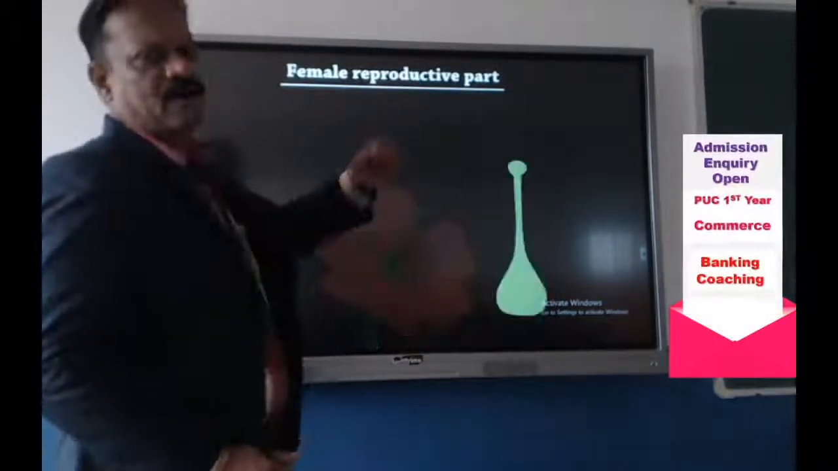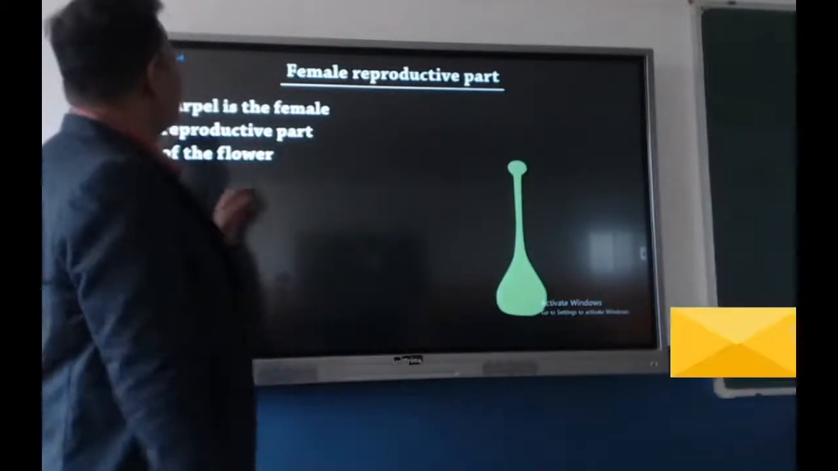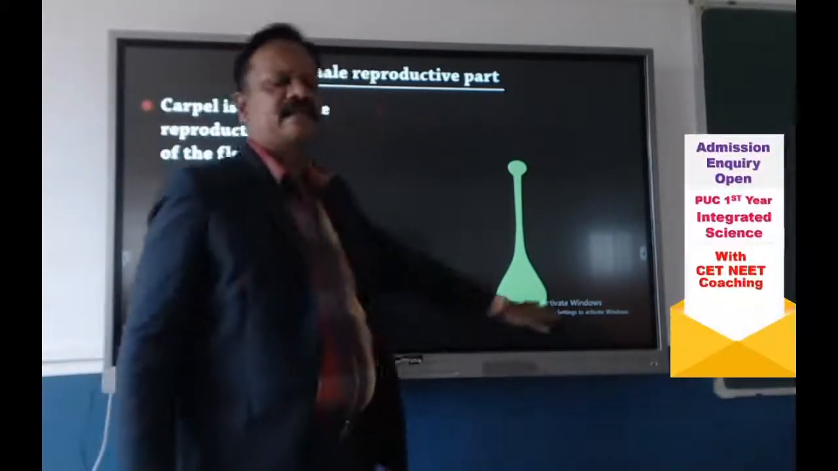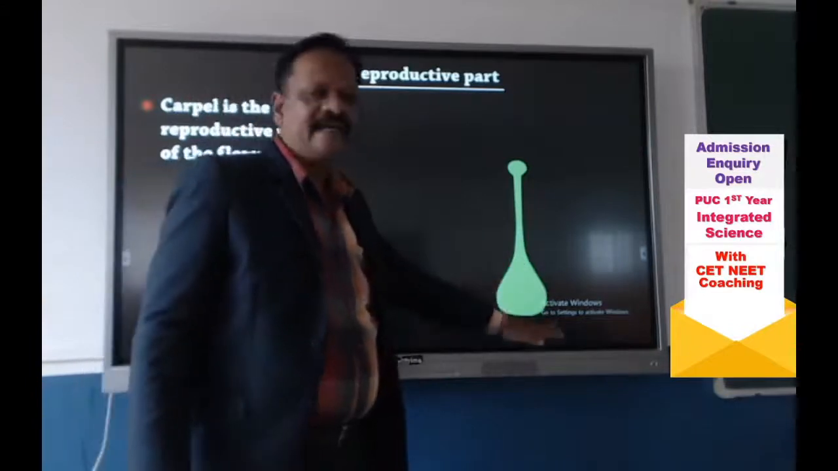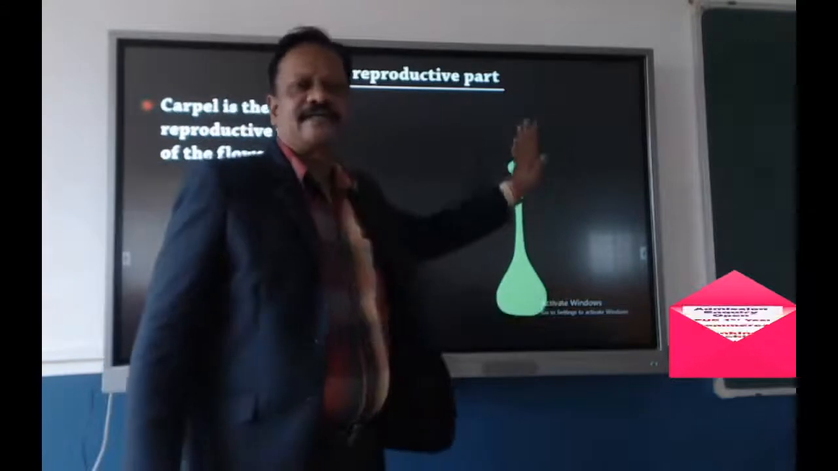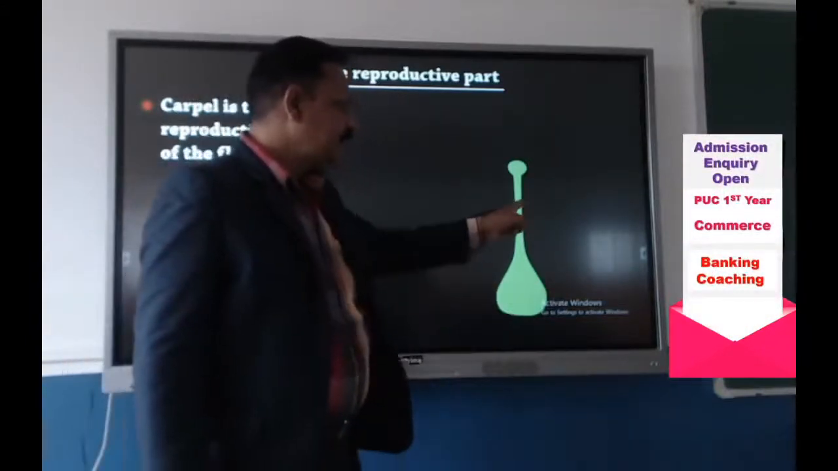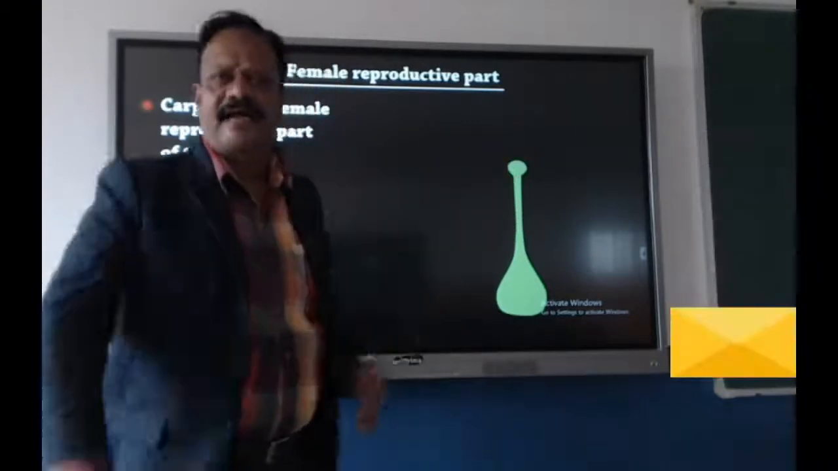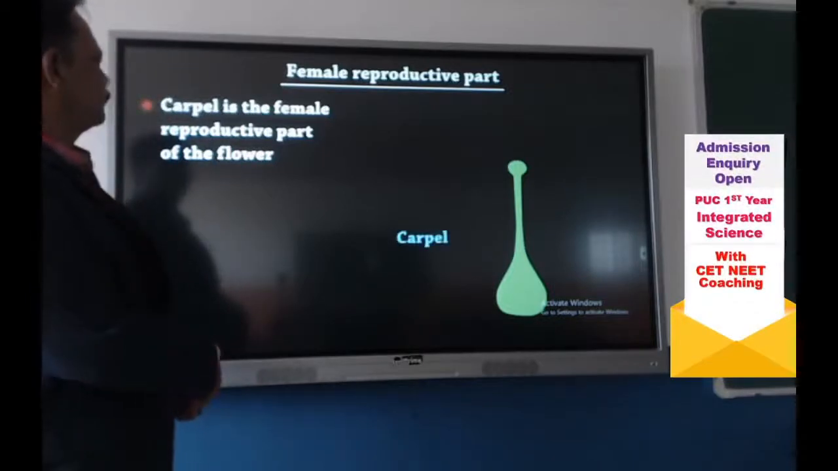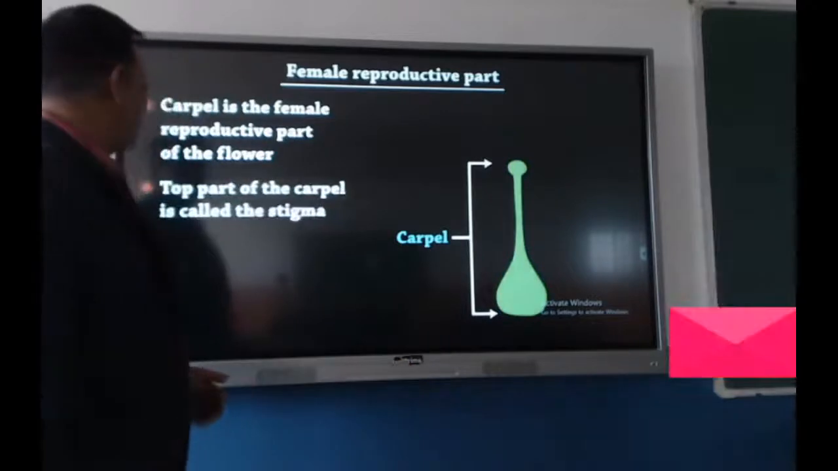Now the female reproductive part. The carpel is the female reproductive part of the flower. The whole thing is called the carpel, the gynoecium, or the pistil. So we are using different names. So ovary, style, and stigma you are getting. Just see to it. This is the carpel, the gynoecium, the pistil.